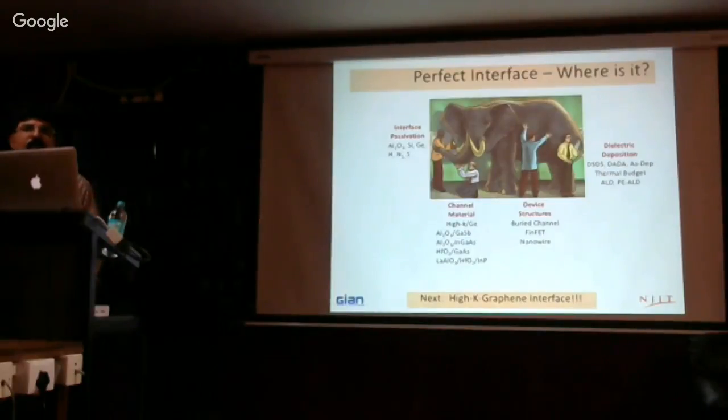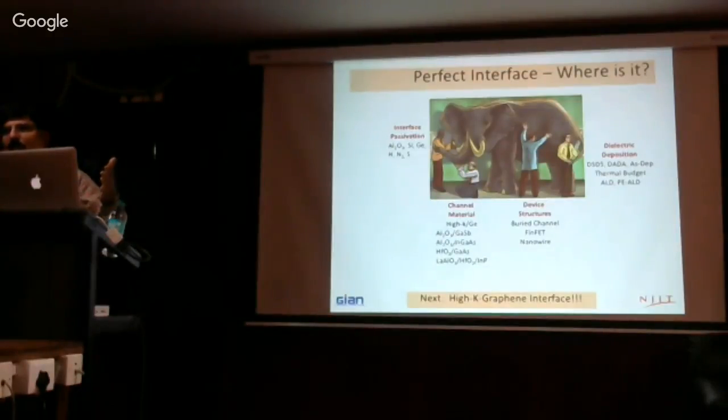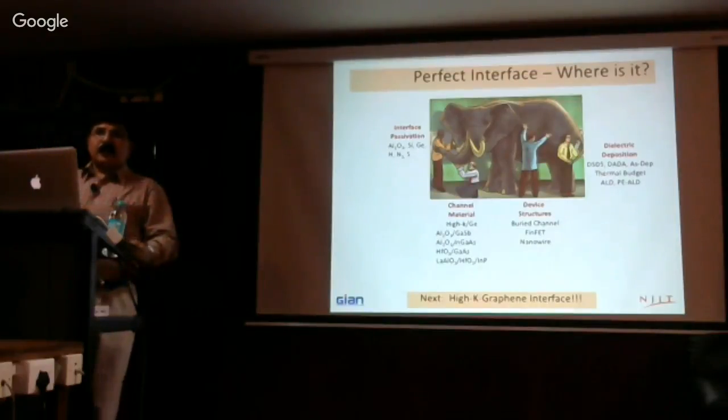So graphene, in my opinion, graphene transistors are not going to happen, because you cannot do 12-inch graphene processing for graphene transistor manufacturing. The same way with carbon nanotube, when it first came up, IBM declared that they have carbon nanotube transistors.